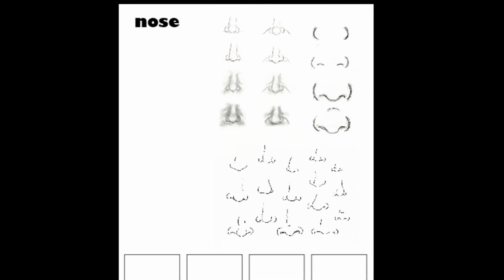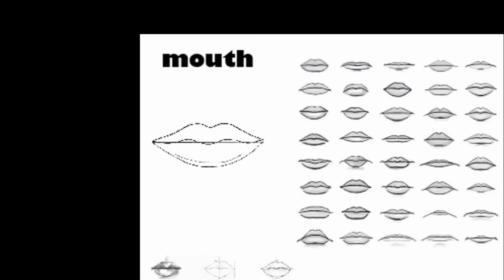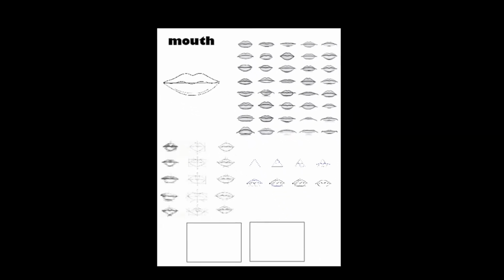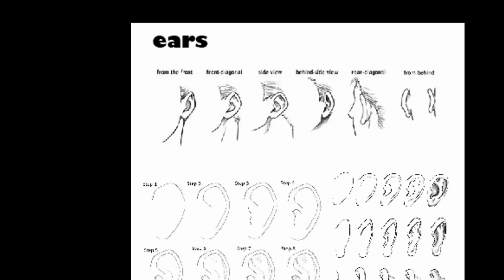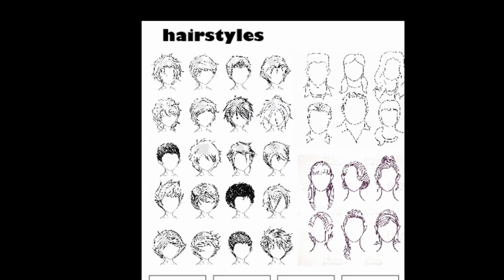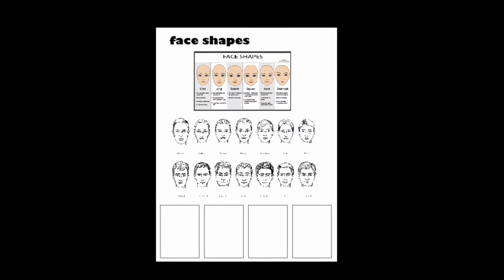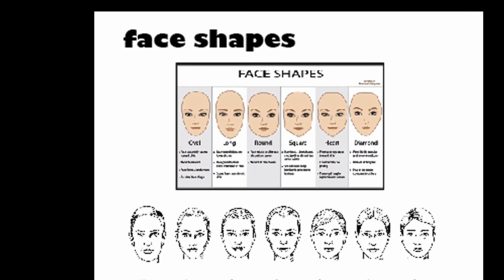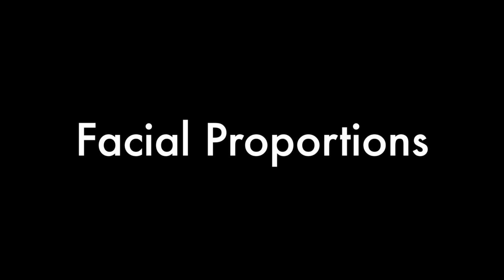These handouts are only for drawing the features from the front view. It gets more complicated as you start drawing the face from different angles. This is just the beginning to the lesson. You will do more in-depth studying in the future. Now we will look at facial proportions.